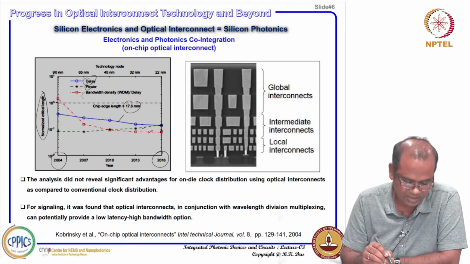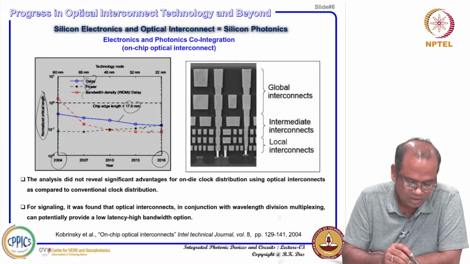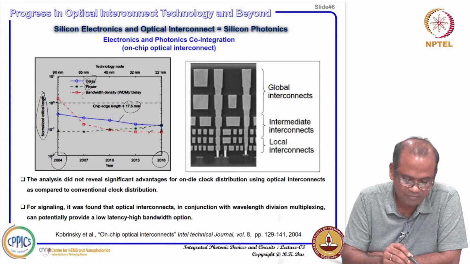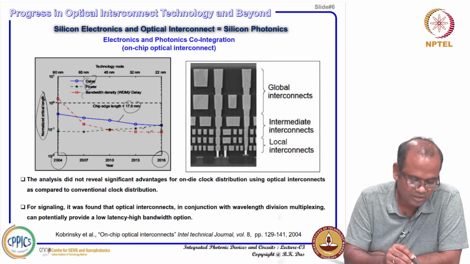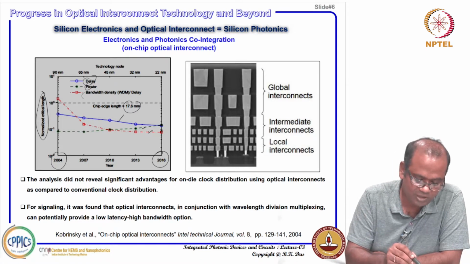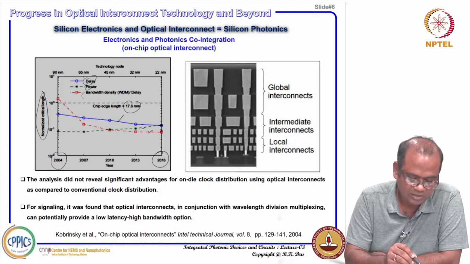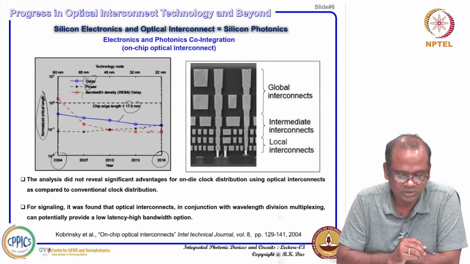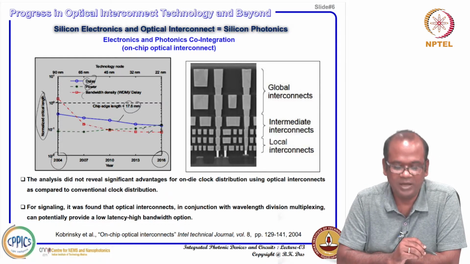So, if you see that up to 2004 within the chip, you are not getting much advantage in bandwidth density with WDM per delay within the length. If you are going beyond 17.6 millimeter, then some kind of optical interconnect would be helpful.